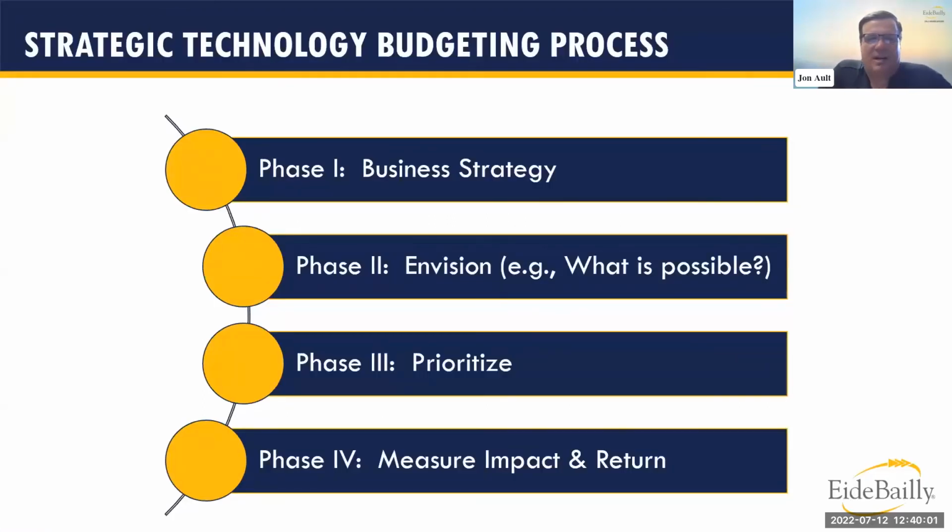Now we're going to wrap up with the phases in a budgeting process. We're going to go through four things. We're going to go through business strategy. This is not really the focus of our session, but we have to have something to anchor off of, so we're going to talk just a little bit in our example about an outcome of a business strategy, if you will. We'll talk a little bit about an envisioning process. I think most organizations could benefit from stepping back and just saying, well, what's possible?